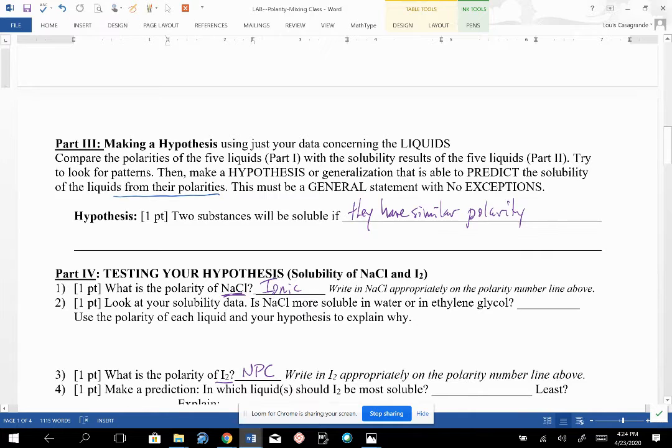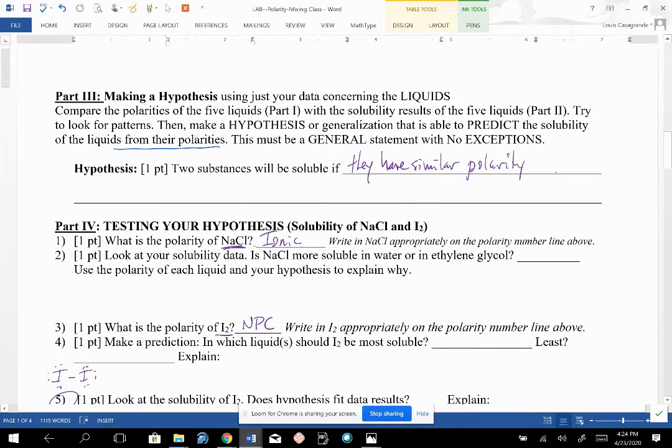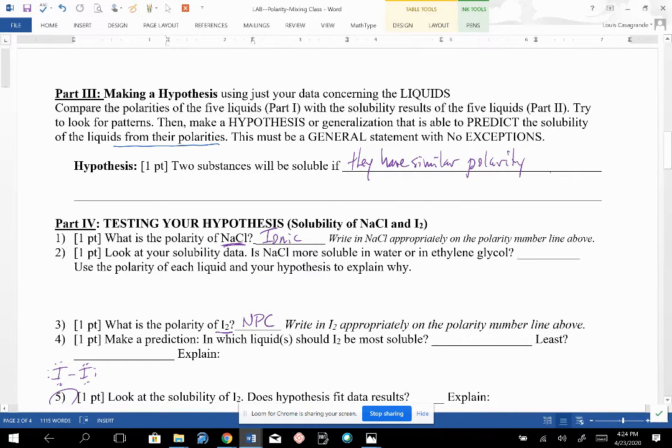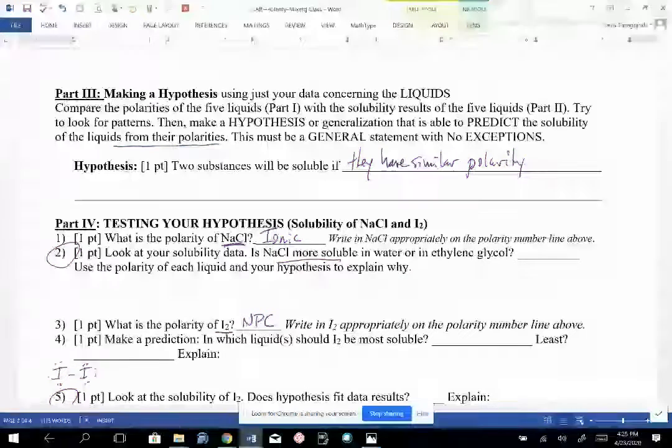If we scroll back down to that, you are going to have to answer number 2. That's going to be part of what you have to answer. Which is more soluble, water or ethylene glycol? Does this fit the hypothesis that two substances will be soluble if they have similar polarities?